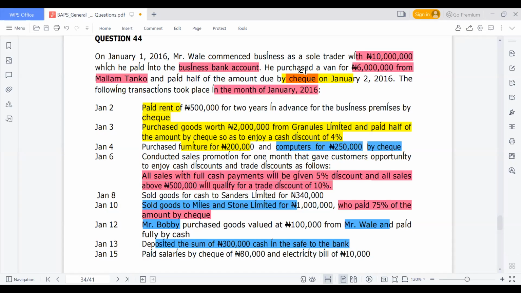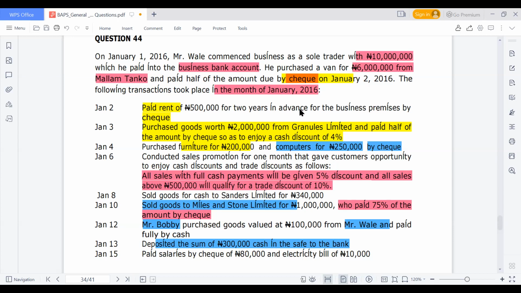Then he purchased a van of 6 million from Malam Tanko, and paid half of the amount due by check. So you make the payment. You purchase a motor van now, which is 6 million naira. So first of all, I'm going to have a ledger for motor van.